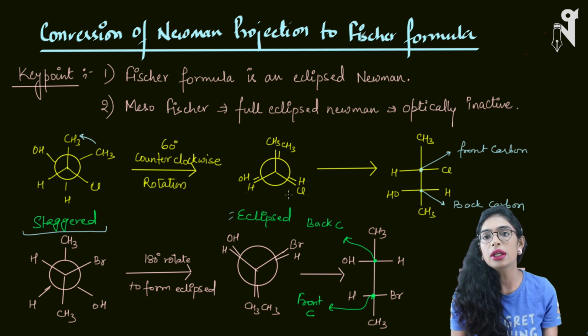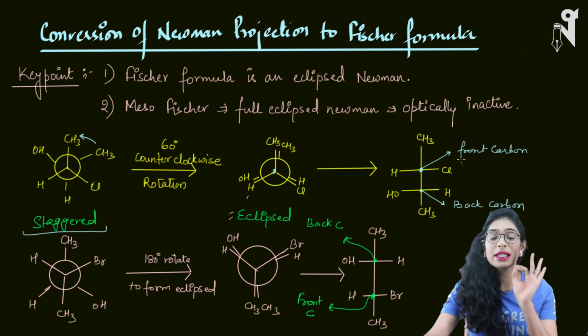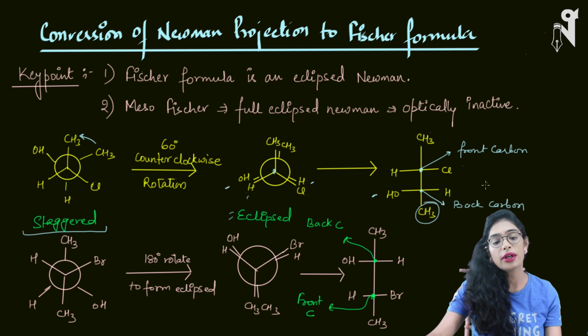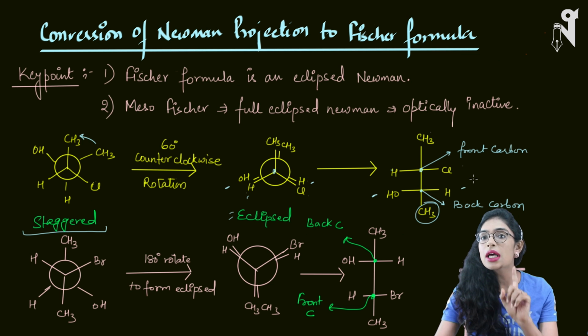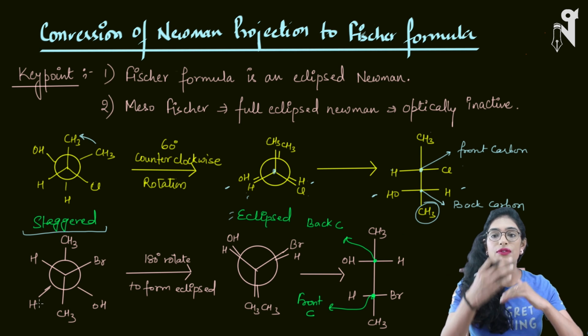Now just place it on the Fischer projection. So what we will do, front carbon is this one. So I have CH3, hydrogen and Cl, CH3, hydrogen and Cl in exactly same way I have put. On the back carbon there is a CH3, CH3 I have put it over here. OH is on left, so I have put OH on the left, and hydrogen is on the right, so I have put a hydrogen on the right. This is another way.